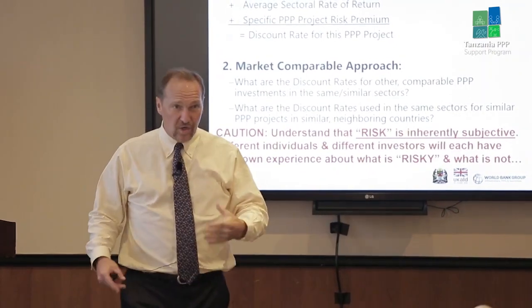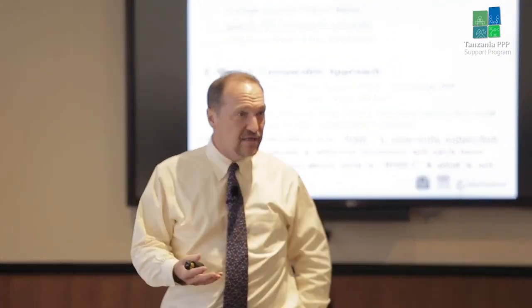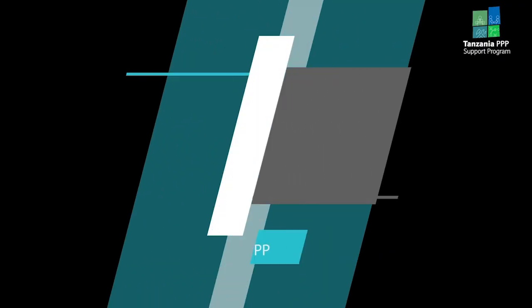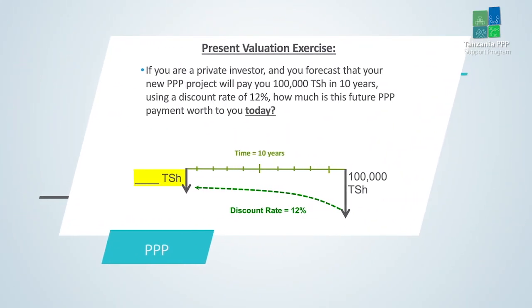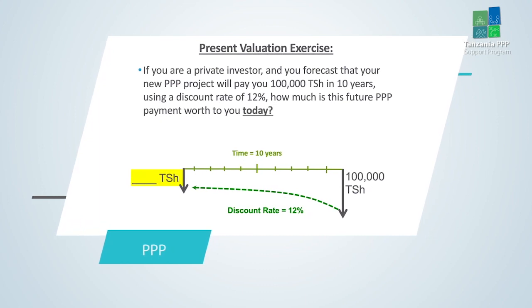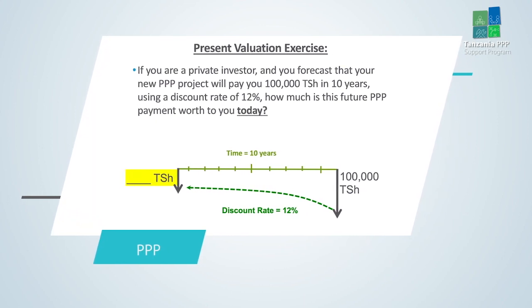Now, in order for this to work, you've got to actually have data available on what the returns are in the same sector or in similar sectors. So, for example, if you were to say, well, there are no other PPP bus terminals yet in Tanzania or in East Africa, you might say it's very difficult then to compare it. I don't have much benchmark data to compare it with. So understand that this is how it would typically work.